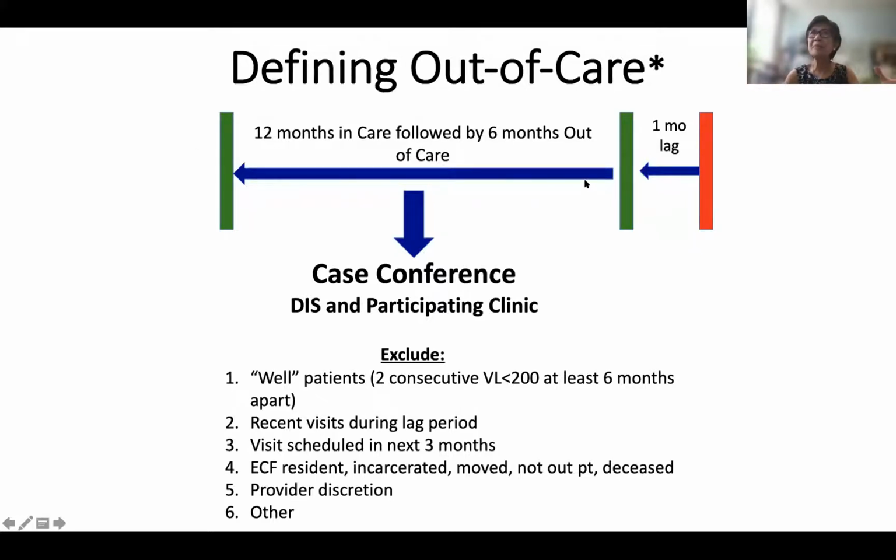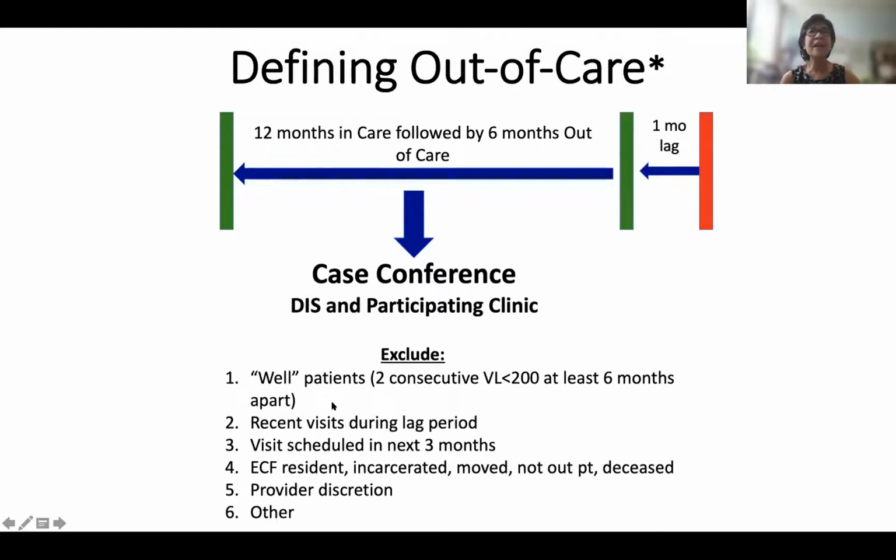Once we define this group of people through surveillance and through the clinics, there was a case conference where the DIS, the health department representative, and the participating clinic would powwow and say, who are we really worried about? Through this case conferencing they were allowed to exclude well patients, because if they're well, they just happen to not get a viral load in 6 months, but we're not worried about them. We don't want to have DIS go after them.